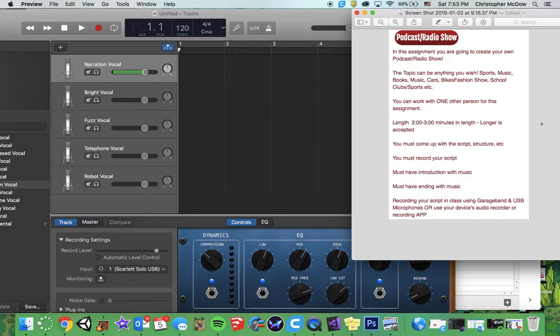Your podcast can be about anything you want. It's just you talking about a subject that you're interested in. You can work with one person if you like, so it can be a two-person conversation thing. It should be that it's a conversation between two people about an interest, but they both need to be talking towards an audience. So you need to be speaking as a source of authority. I'm looking for 2 minutes, 3 minutes in length. You need to have a script. Write your script here.